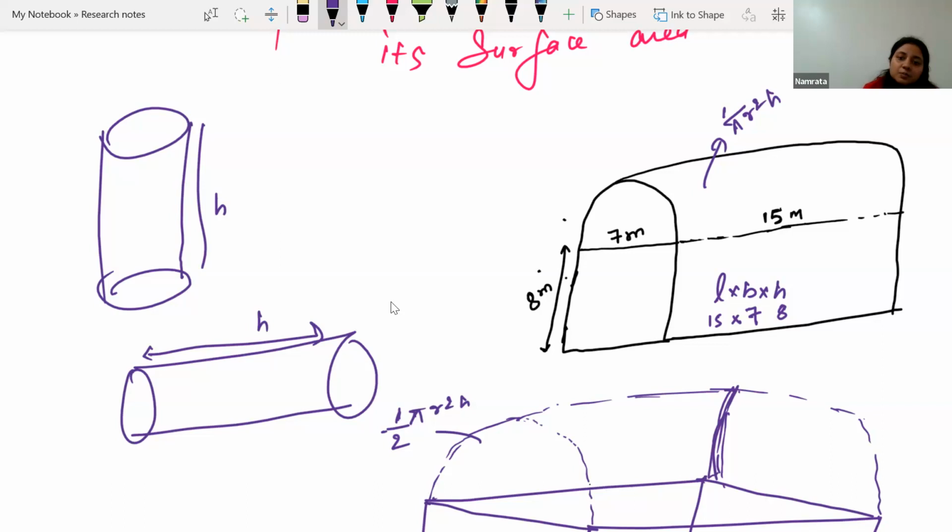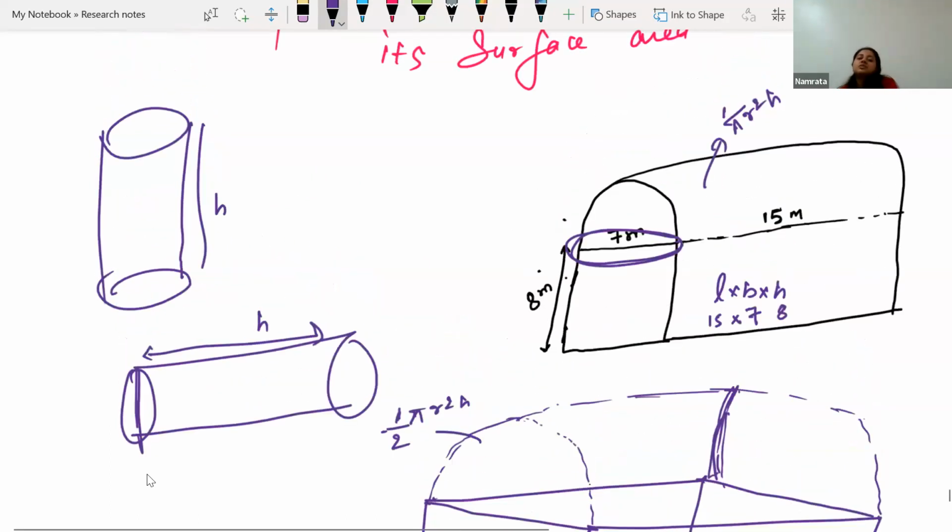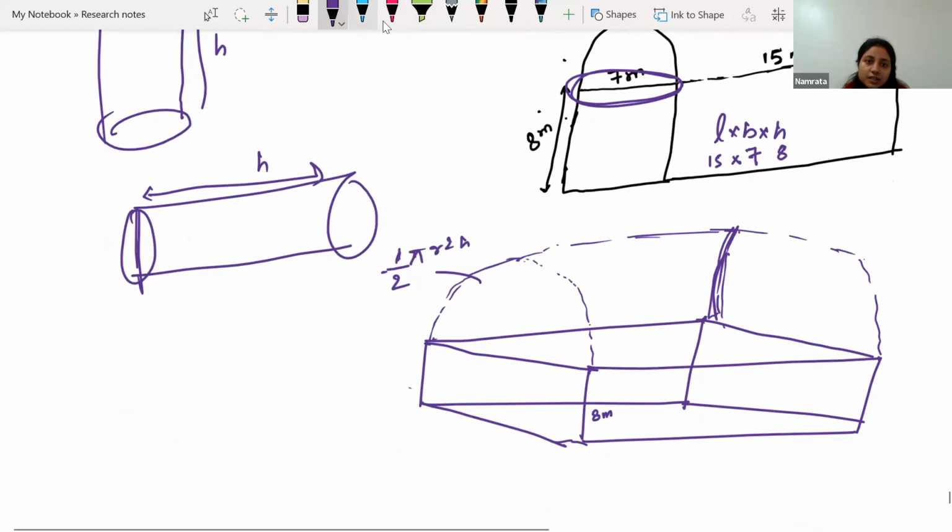7 is coming in this part of the cylinder, so it's just 15. 7 is coming as the diameter of this cylinder. If you are able to identify the numbers, it will be easier to do the calculation. What is the diameter of this shape? Ma'am, it's 7 meter. And the radius will be 7 by 2. Basically we have a cylinder over here like this.